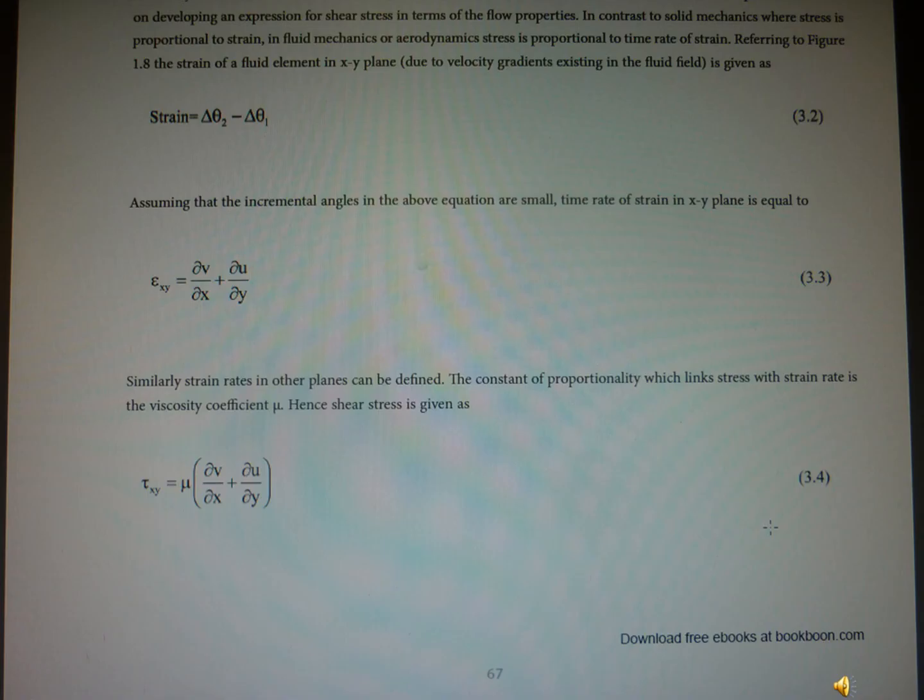The strain ε_xy is equal to ∂V/∂x plus ∂U/∂y. So the equation we can calculate. So this is the incremental angle. So the τ_xy is equal to μ multiply ∂V/∂x plus ∂U/∂y. Now imagine ε_xy, so I must say that ∂V/∂x plus ∂U/∂y. τ_y is equal to μ multiply ∂V/∂x plus ∂U/∂y. So imagine that, I must say because we have the coefficient.